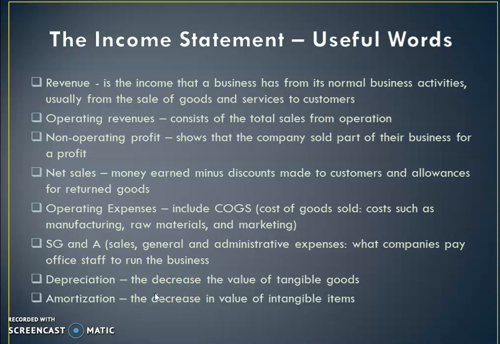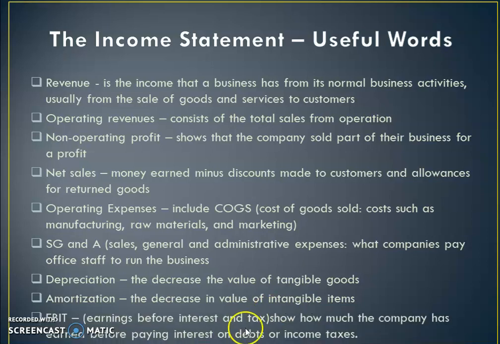Next is amortization. So this is the decrease in value of intangible items. So for example, the brand name. That is an intangible item, and it can lose value. Okay? Or others like a patent or a trademark. Okay, that is amortization. The last one here is, what is EBIT?